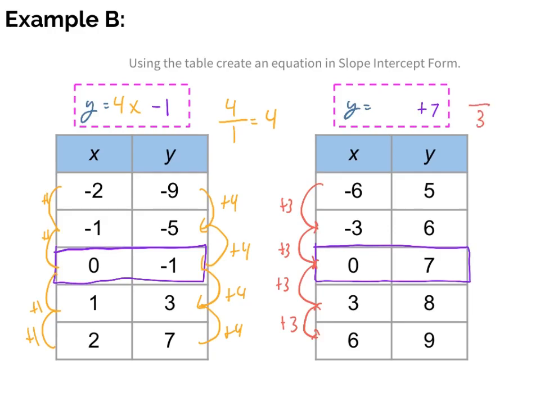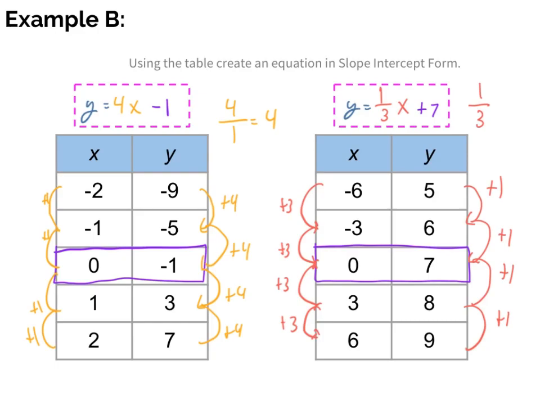Now we're going to do the same thing with our y's. So from 5 to 6, plus 1. 6 to 7, plus 1. 7 to 8, plus 1. 8 to 9, plus 1. So I'm going to have 1/3 as my slope here. So 1/3 x. And notice now I have both equations in slope-intercept form using my table of values.